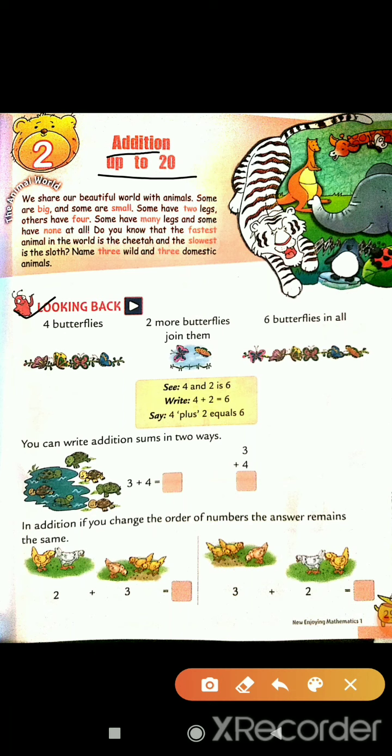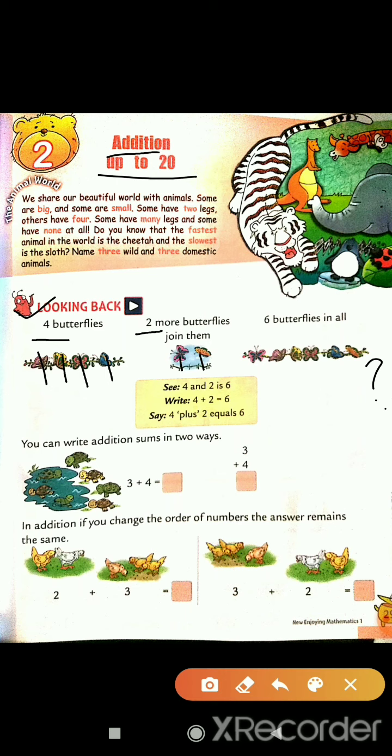looking back. Here, some butterflies are there. In the first picture, 4 butterflies are there. Then, in the second picture, 2 more butterflies join them. So, how many butterflies in all? So, first picture, how many butterflies are there? 4. 1, 2, 3, 4. Then, 2 more butterflies join them. 1, 2. So, how many butterflies in all?